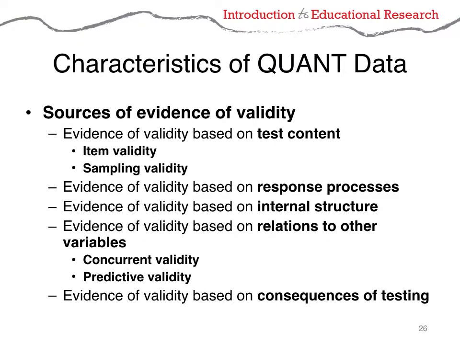So here are some of the sources of validity. This gets into some of the types of validity, like content validity. We can do item sampling and look at the test items to develop a measure of validity for that. There are other types of validity, such as response processes, internal structure, relations to other variables, like concurrent and predictive validity.